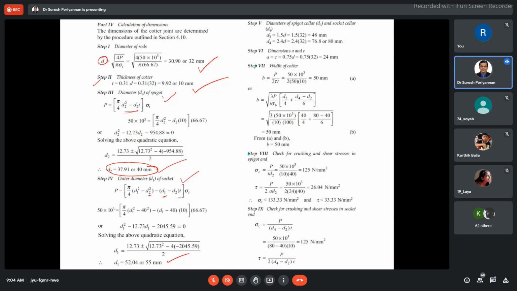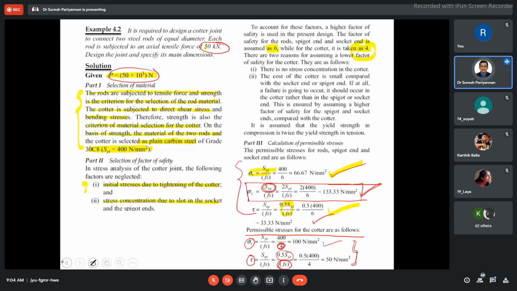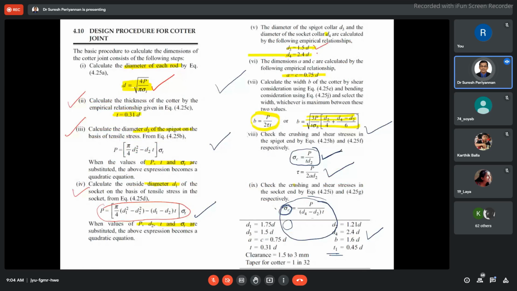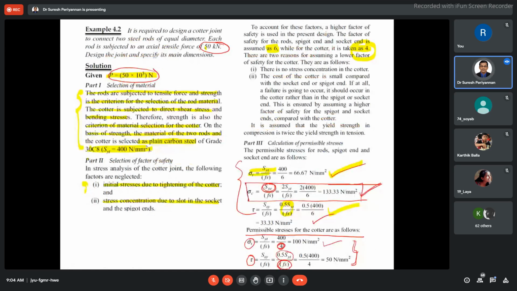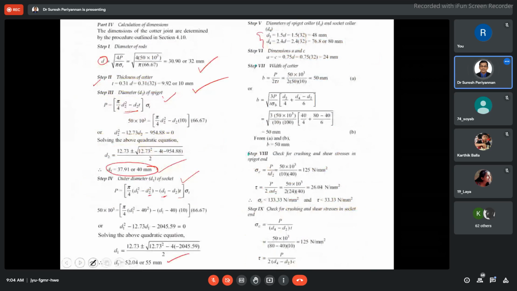Now the fifth step, this is the D3, D4 from the standard table. This is the standard table here: 1.5D or 2.4D. Take it from the standard table, then find out D3, D4. Then this is also from the standard table. Follow the standard steps. You can find it out to be 24 mm.